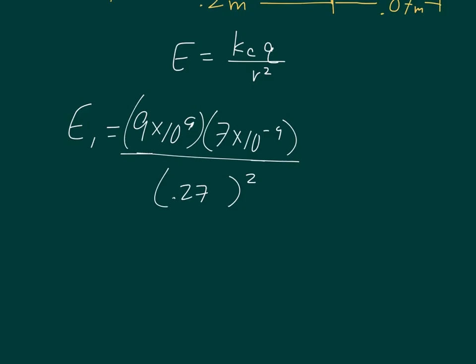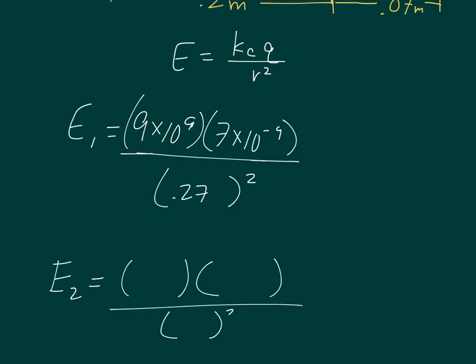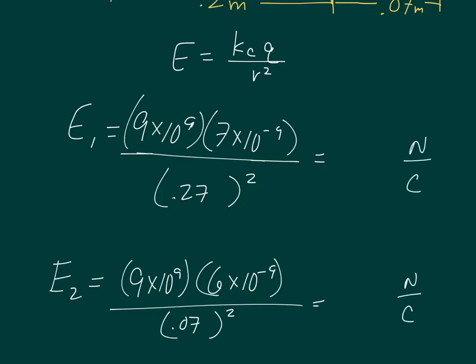From the second source, how would it change? What would E2 be? What would be the changes we'd have to make? It would just be 0.07. Okay, 0.07 is the distance from there. What's the charge? The other one was 6, right? What do we get for each value when we calculate these?